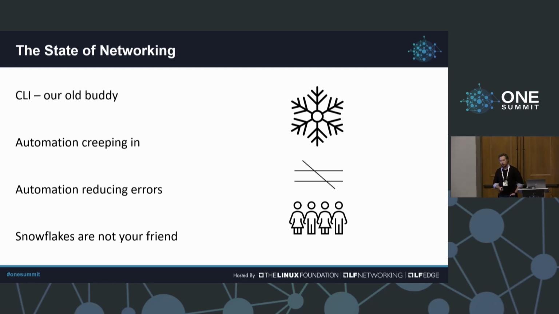Ultimately, snowflakes are not your friends. By a show of hands, how many folks here have run into an issue where a snowflake configuration bit you in the butt? Maybe somebody didn't update an Excel spreadsheet, didn't say a DHCP server was on a network segment. I know I have. I'm guessing the rest of you either have or you're lying, one or the other.